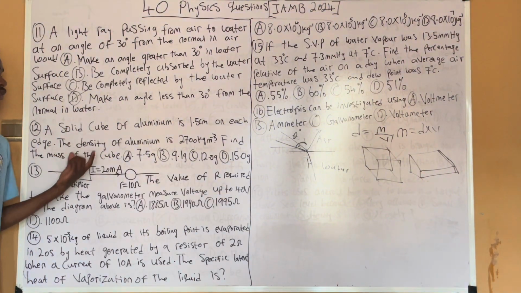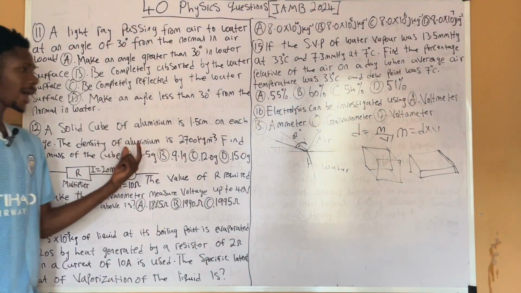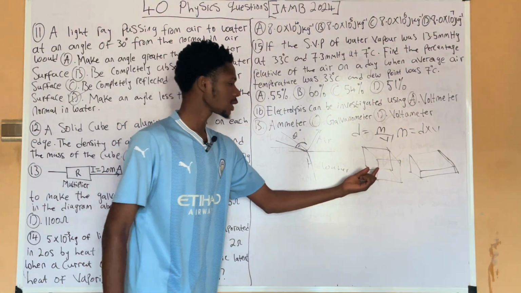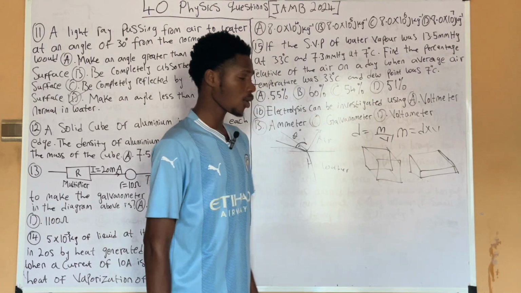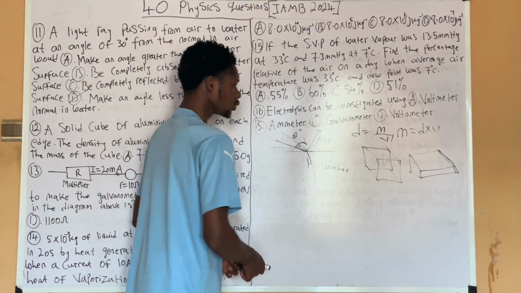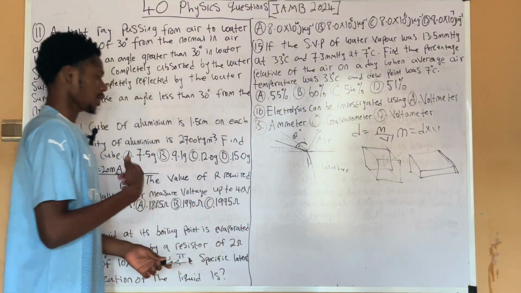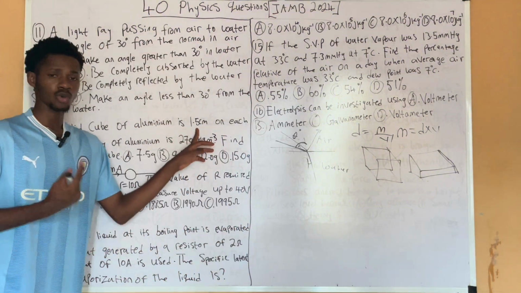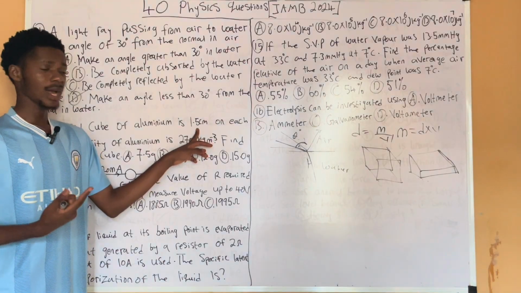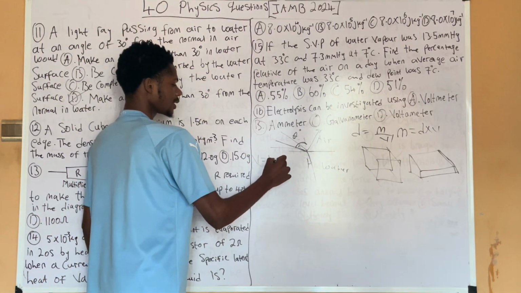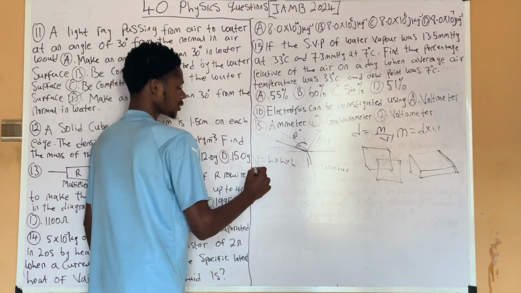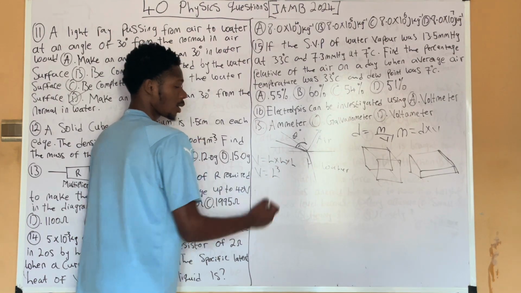To calculate the mass, we need to know the volume. Now, how do you solve for the volume of a cube? Notice that all the dimensions are equal: the length, the breadth, and the thickness. To calculate the volume, we simply multiply the dimension of one side by itself 3 times. That is, the volume of the cube is length times length times length, which is also length to the power of 3.